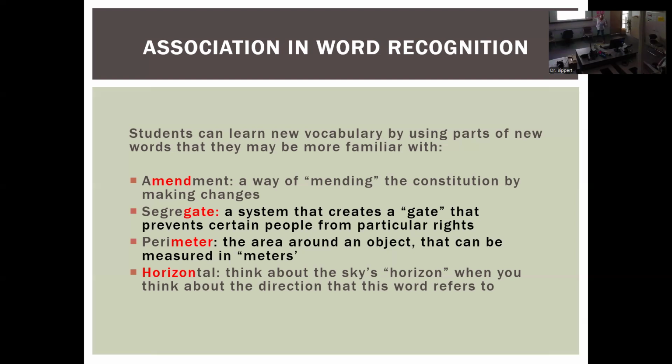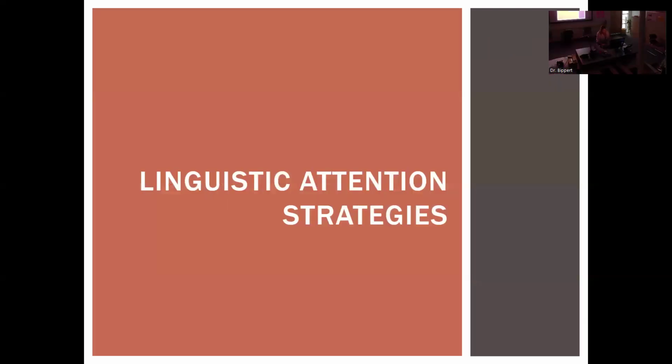This is how I learned horizontal from vertical, seriously. Horizontal, I know what horizon is. Think about the sky's horizon when you think about the direction that this word refers to. How many of y'all use that? Have you used it? I have. I thought about the H in the middle of the H, and I thought of horizon. So yeah, a mental image to help kids understand a word based on what a part of the word means, especially if they know what that part of that word really means.